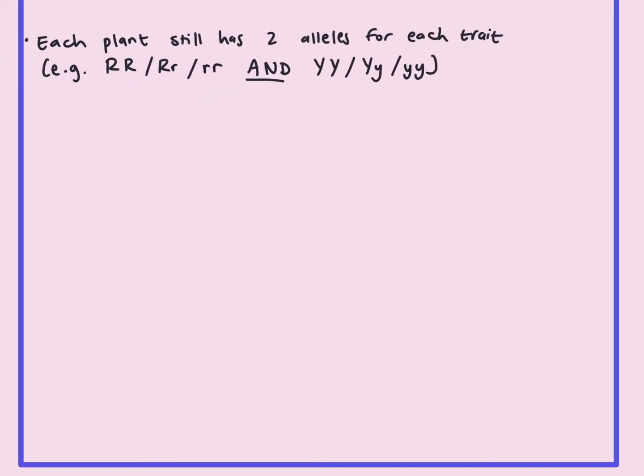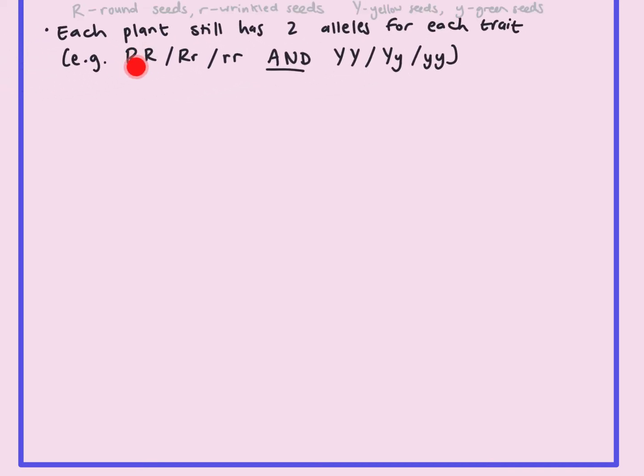Some key things to remember for a dihybrid cross. For each trait that we're looking at, whether it's plant height, seed shape, seed color, the individual always still has 2 alleles for each trait. So that would either be homozygous dominant, so with a big R for shape of the seed, let's say, that's round, or heterozygous, big R, small r, or homozygous recessive. But it will also have 2 alleles for seed color, either homozygous dominant, so it would be a yellow seed, heterozygous, still a yellow seed, or homozygous recessive, which would be a green seed.